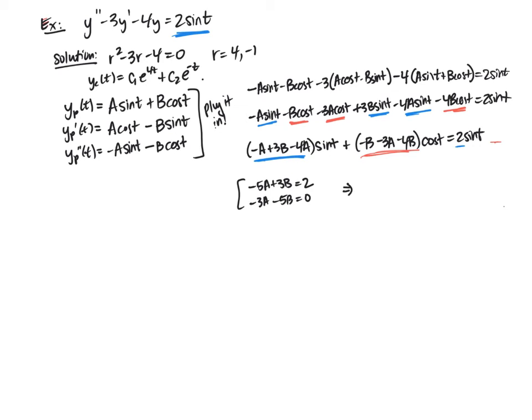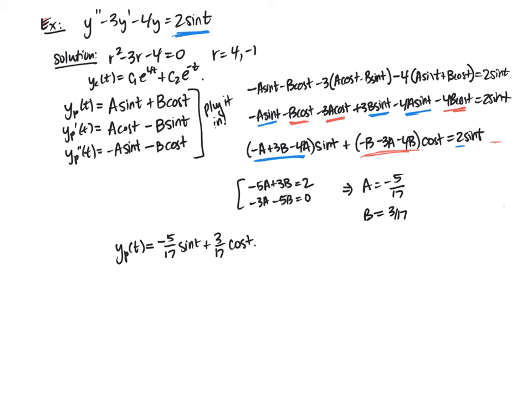And I'll just spare you the algebra, and we'll just say a is going to be equal to negative 5/17, and b is going to be equal to 3/17. So that gives me the particular solution. Yp of t is equal to negative 5/17 sine t plus 3/17 cosine t.